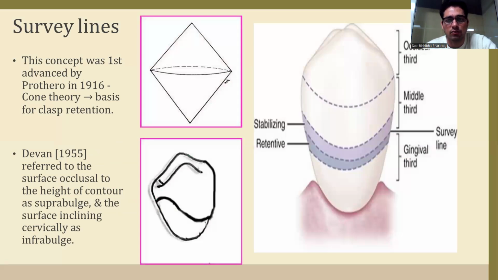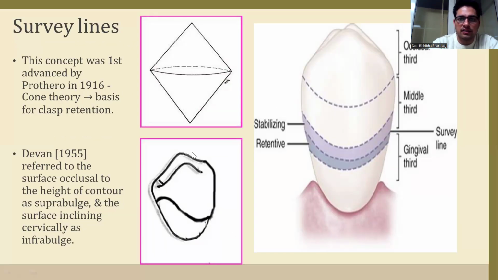Next are the survey lines. Why do we need to mark the survey lines? This concept was first introduced in 1916. It is based on the Cohen theory for clasp retention. Devan in 1955 referred to the surface occlusal to the height of contour as suprabulge and the surface inclining cervical as infrabulge.